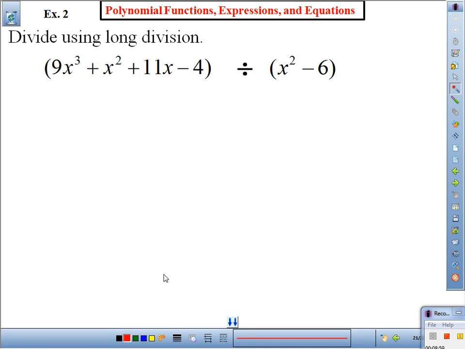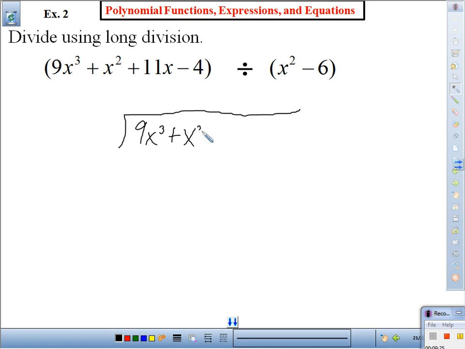So before we write our dividend, check to see that it's in standard form and you have all the powers represented. Let's see. Starts with a third power. Which one is next? 2. Which one is next? 1. It is there. And then 0. Yeah, it's already in that form, so we don't need to add any zeros for the placement. So I'm going to write 9x cubed plus x squared plus 11x minus 4. And this one goes right there.